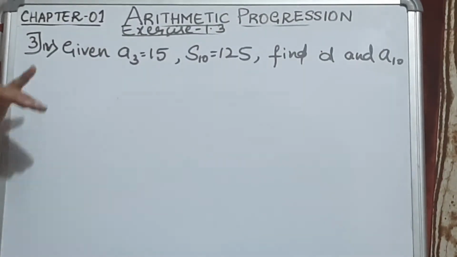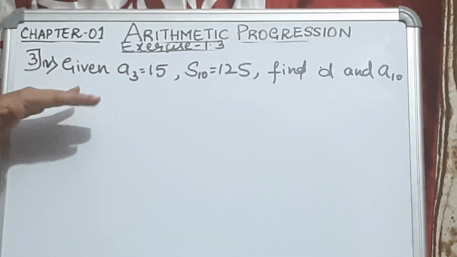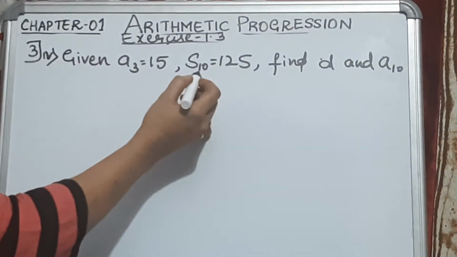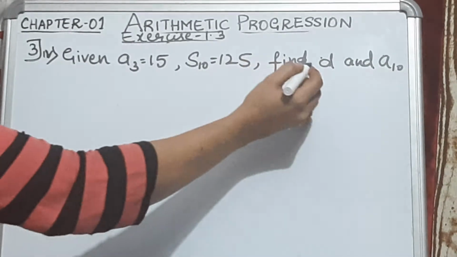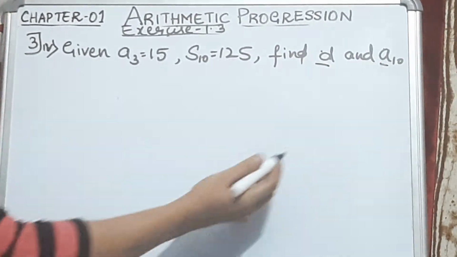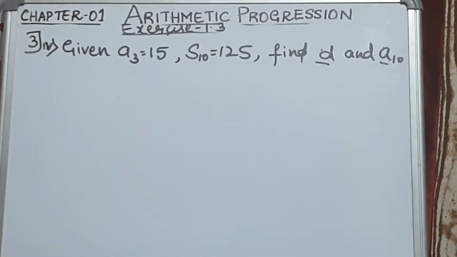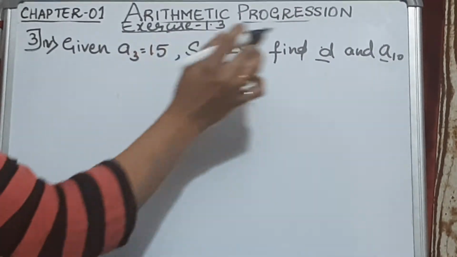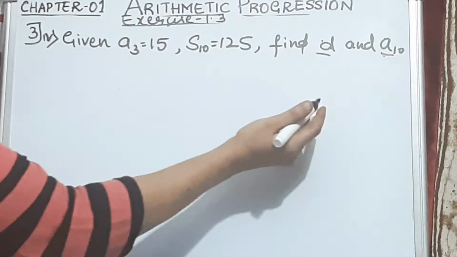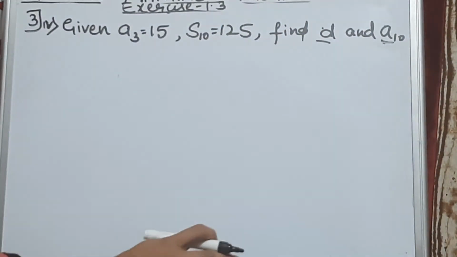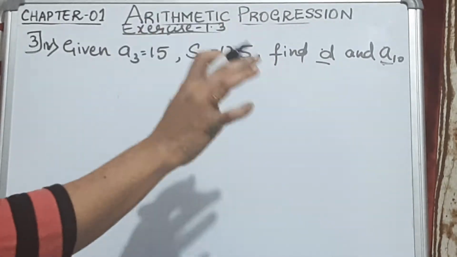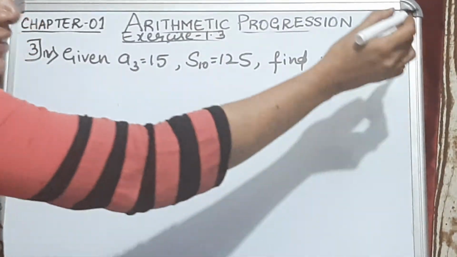Okay students, in this one the question is a little different. The third term is given as 15 and the sum of the first 10 terms is 125. We have to find D also, and A10 also. By seeing the question, even the first term is not there. If we want the 10th term, we need A and D. By using these two conditions, we have to find D and A, then we find the 10th term.